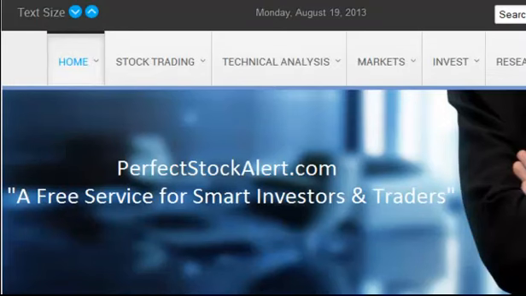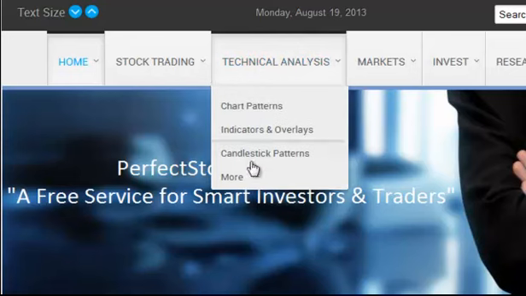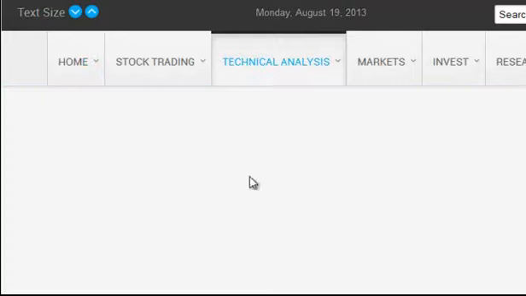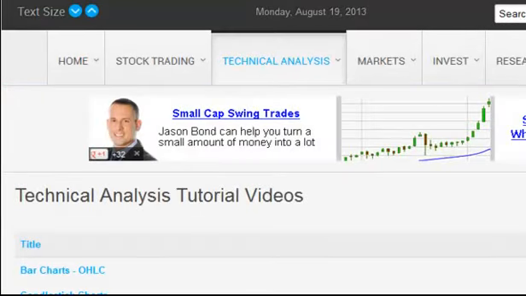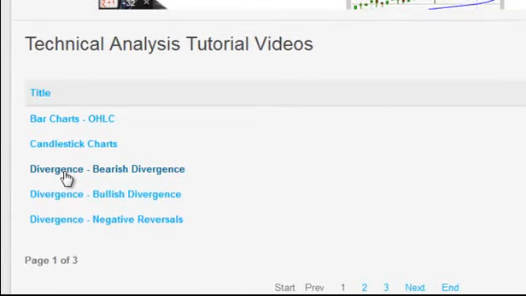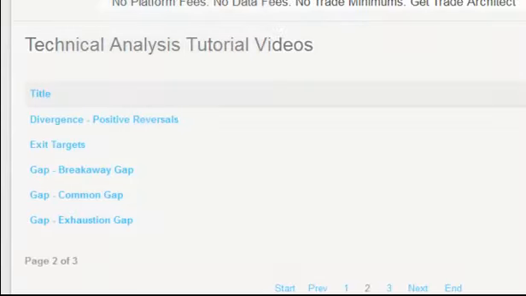If you'd like to know more about divergences, the different types that are out there, it's a really strong trading method, so I recommend you take the time to do so. Go to the free website at PerfectStockAlert.com, 100% free. You just simply go here to the technical analysis section, and then down here click on the more section, and you can get a whole bunch of different videos that will teach you various different things, and one of them will be the divergences. And again, there are multiple types, so you have the bearish, the bullish, the negative reversal, and then on page 2, you'll find the one we're currently dealing with right now in the market, and that would be the positive reversal divergence. So that's important that you check that out, okay?